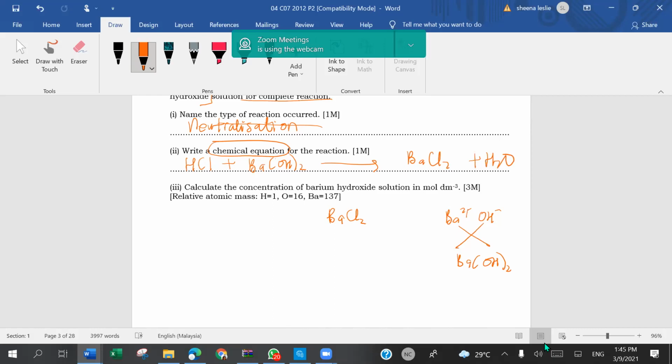Something is not balanced. 2 in front of water. Okay, 2 in front of water, yes, that is 1. Some more. Is it 2 in front of Ba? No. 2 in front of HCl. Correct. Okay, Kevin 1 mark, Caroline 1 mark. 2 in front of HCl, that is correct. So this is your equation.